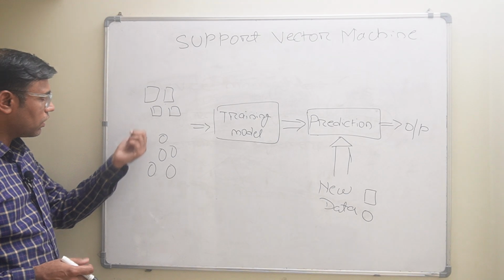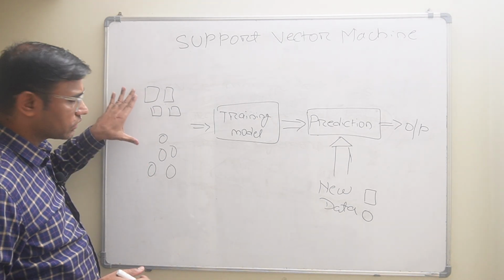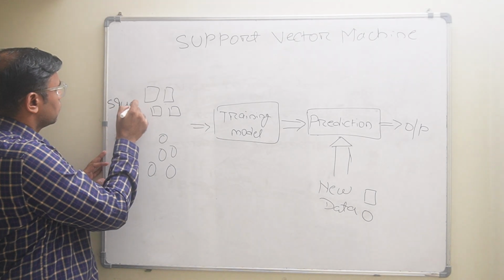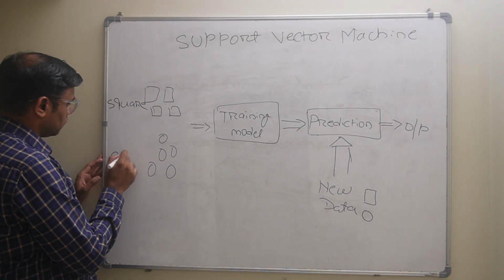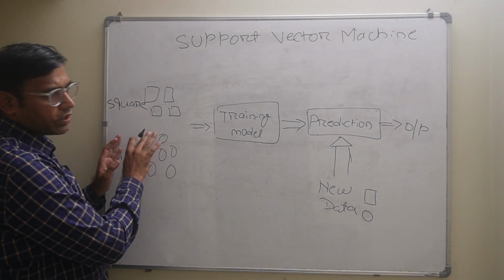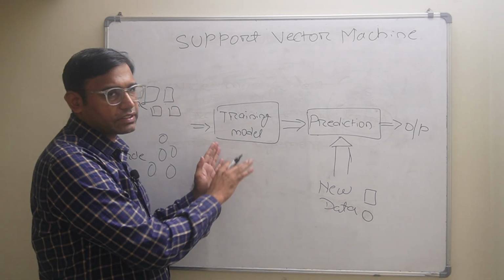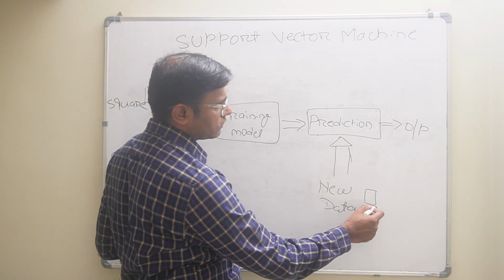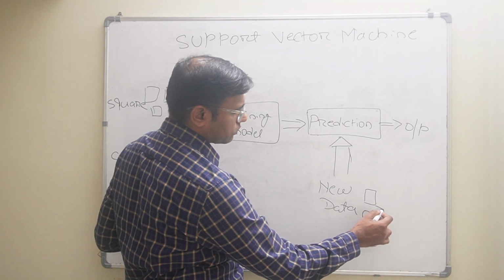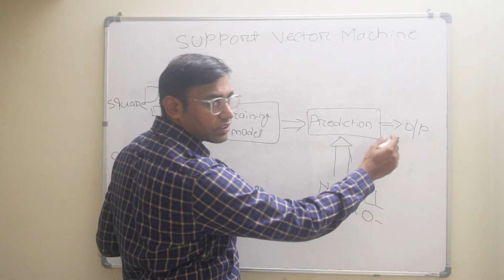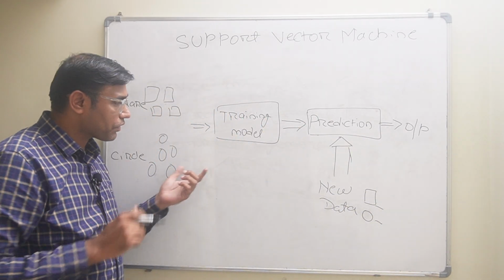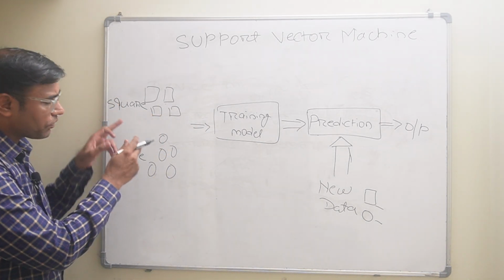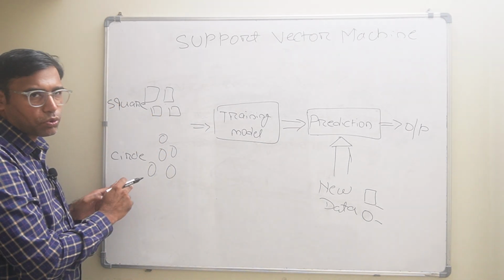Suppose this is the input data. Here the labels are not provided. So this is square and these are the circles. So it is provided to the training model. So the model gets trained, and then whenever you provide new data, let us say this is square, this is circle, the output will be circle and square. So this is how machine learning works. So this is supervised learning because here the labels are provided.